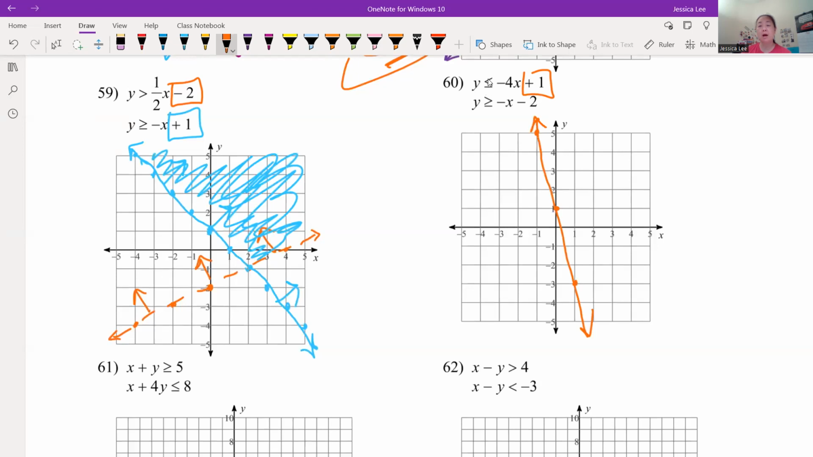And again, it says y is less than. So we're going to get all the y values that are less than, which is below the line. So we're going to go that way. We know somewhere over here we're going to be shading. Just don't know where yet.